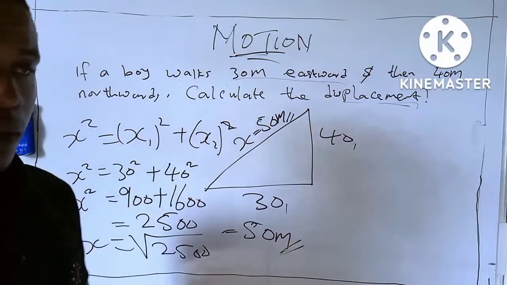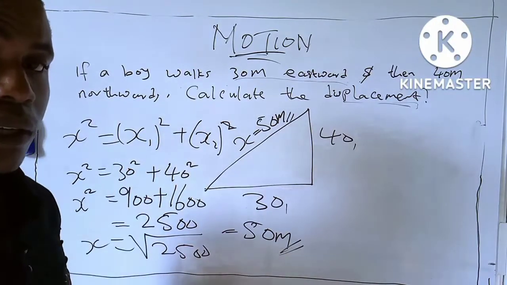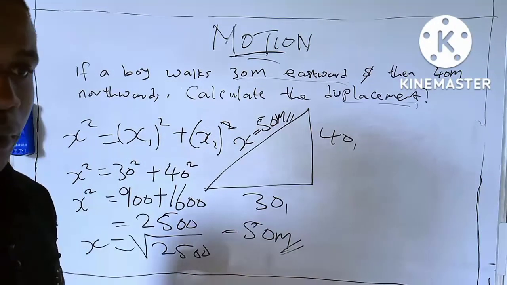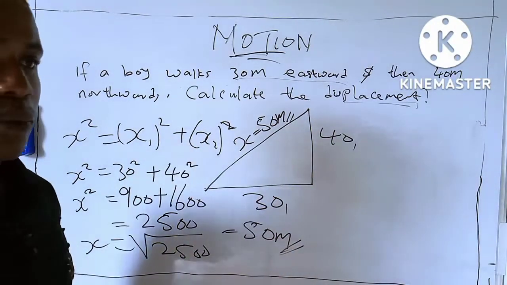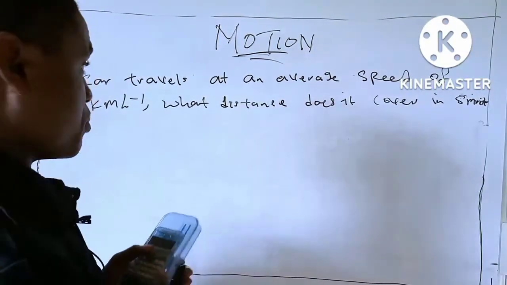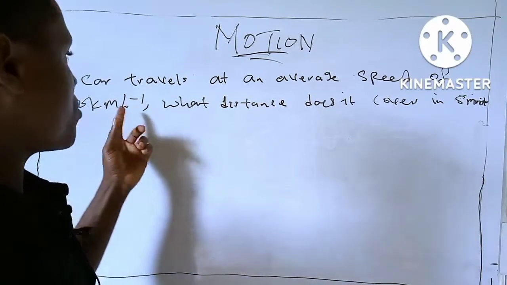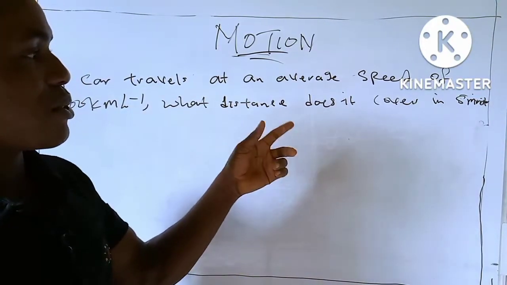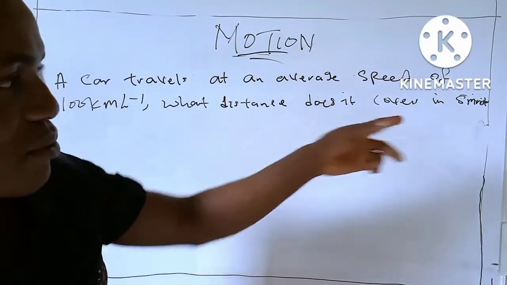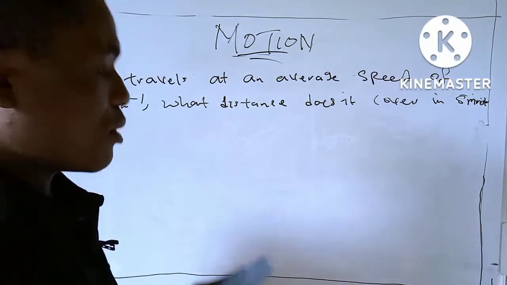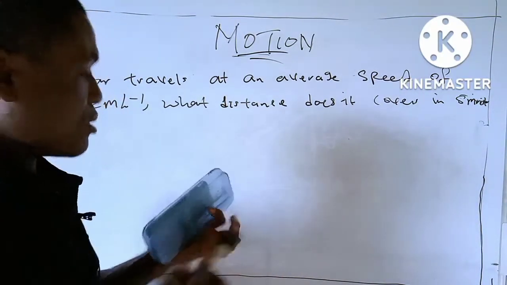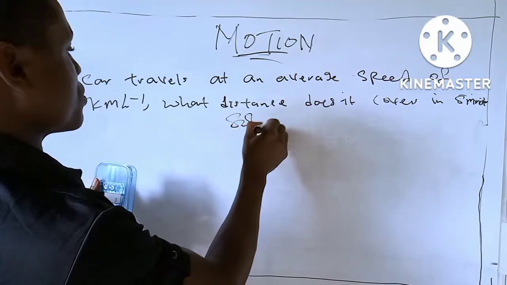So please, if you don't understand, you can rewatch the video so that you understand better. I will give more examples. Okay, let's solve this second problem. A car travels at an average speed of 100 km per hour. What distance does it cover in 5 minutes? Let's say solution.